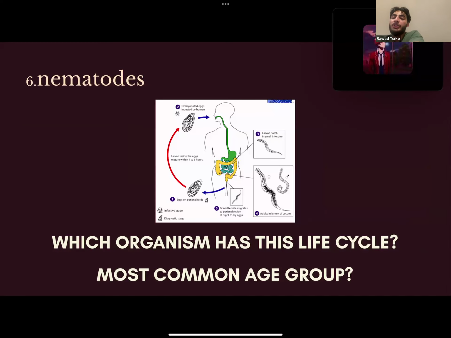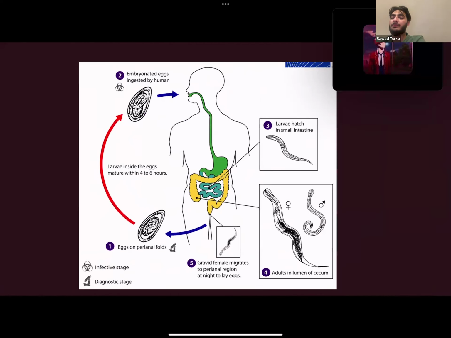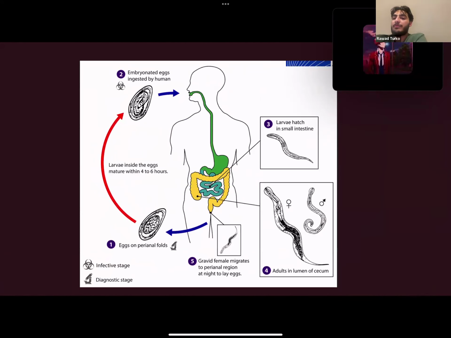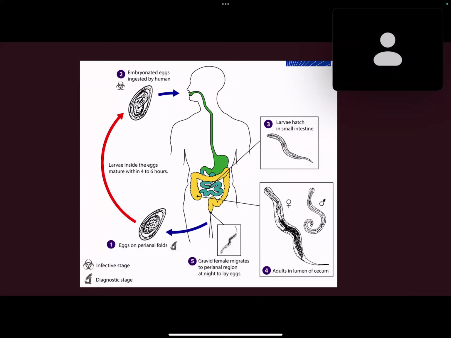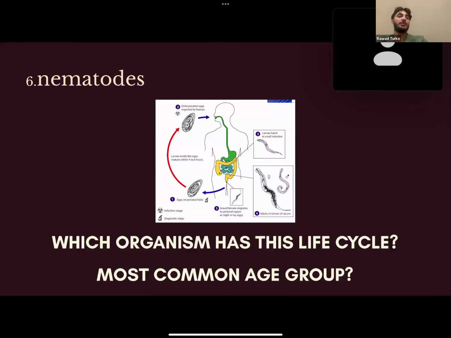Now, who can tell me which organism has this life cycle? And what is the most common age group? This is a really easy one. Let me zoom in so you guys can see it clearly. Children, especially in daycare centers. Okay, so around ages 5 to 10. What's the organism? This is Enterobius. Exactly. Enterobius vermicularis. Great job.